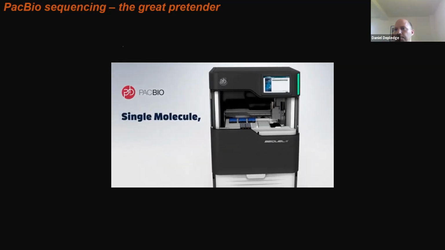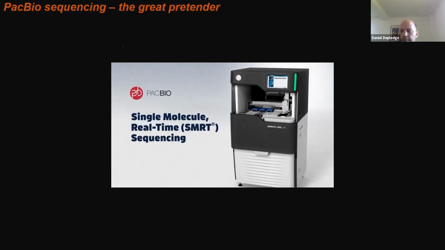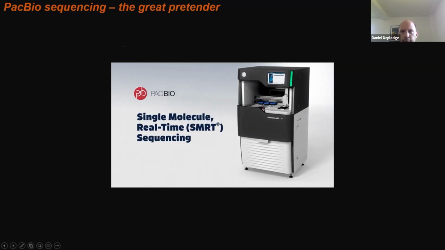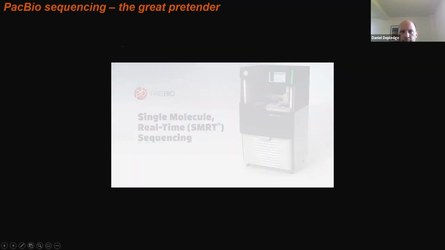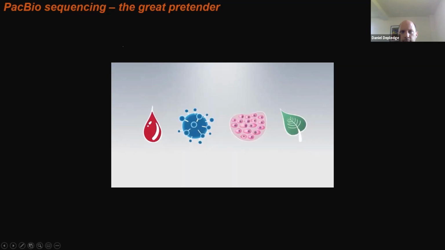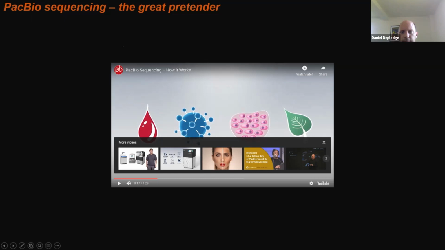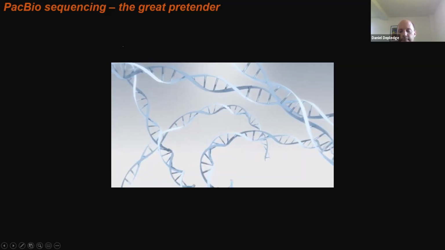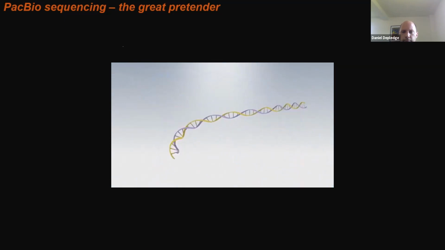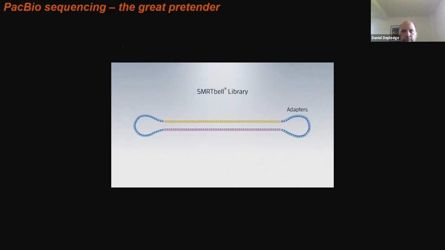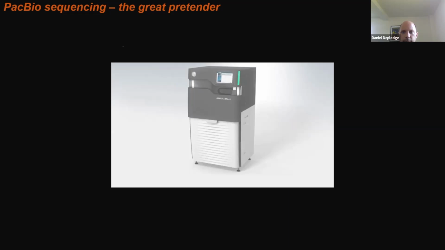Introducing the PacBio Sequel II system, powered by single molecule, real-time, or SMRT sequencing technology. Here's how SMRT sequencing works. First, from any sample type, ranging from viruses to vertebrates, DNA or RNA is isolated. Next, a SMRTbell library is created by ligating adapters to double-stranded DNA, creating a circular template. Primer and polymerase are added to the library that is placed on the instrument for sequencing.